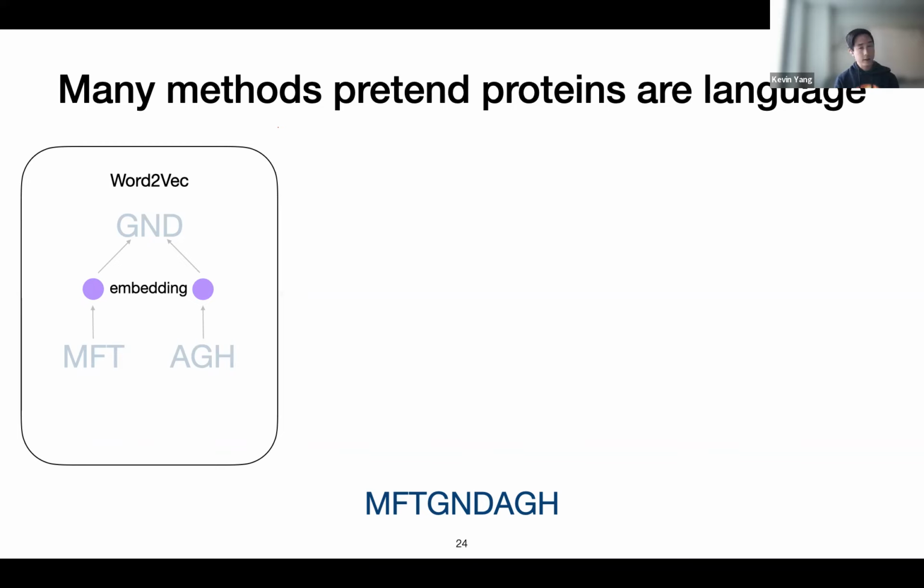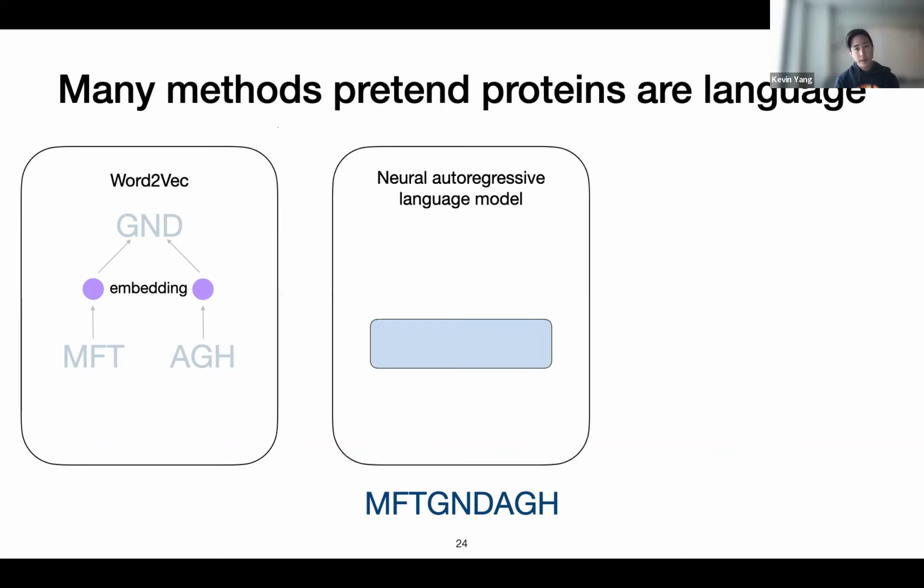Then people discovered this whole deep learning thing. And another way we can do this is an autoregressive language model parameterized by a neural network. This means take your protein sequence, and given the previous token, you always want to predict the next token.